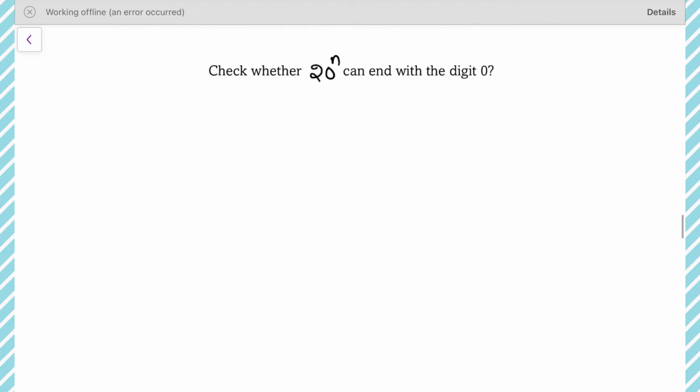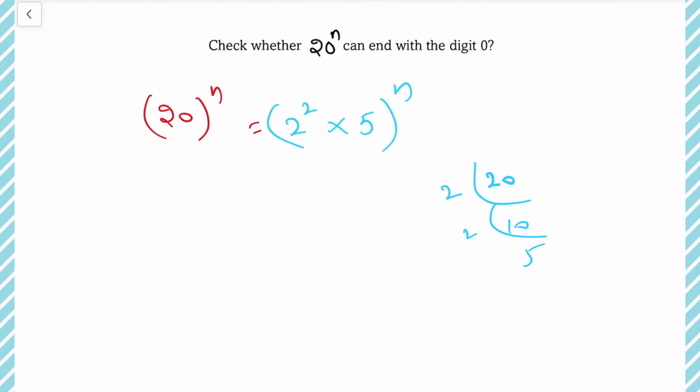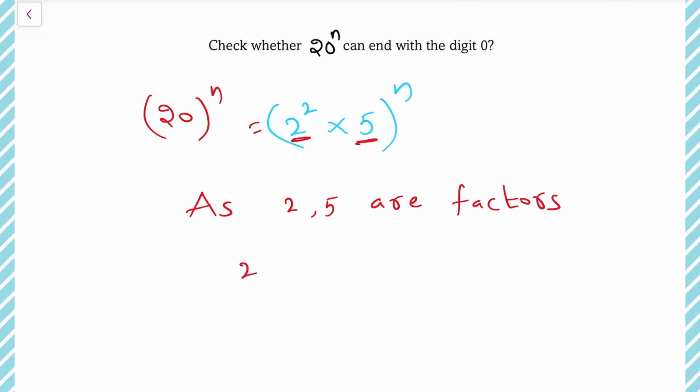Next, check whether 20 power n can end with the digit 0 or not. Here the given number is 20 power n. Just 2 digits are there, that is the reason I am keeping the whole bracket, so no need to worry about that. Now let us do prime factorization for this number 20. 2 tens are 20, 2 fives are 10. So 20 can be written as 2 square into 5, whole power n, as usual. Now if we observe, here 2 is a factor as well as 5 is also a factor. As 2, 5 are factors, 20 power n will end with digit 0.